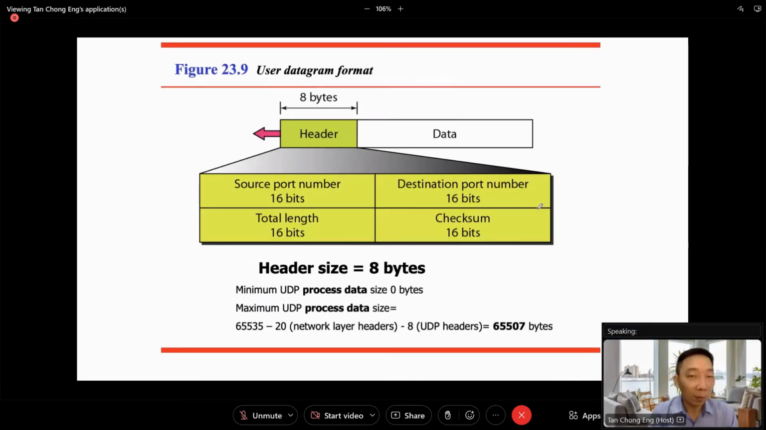And now we study a little bit about the user datagram format. You can see that it consists of two parts. One is the header, the other is the data. Inside the header, you will have the source port number, the destination port number, the total length, and the checksum. So you can see that UDP is pretty standard, pretty straightforward.